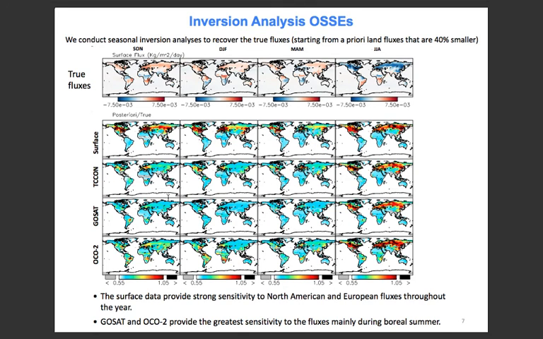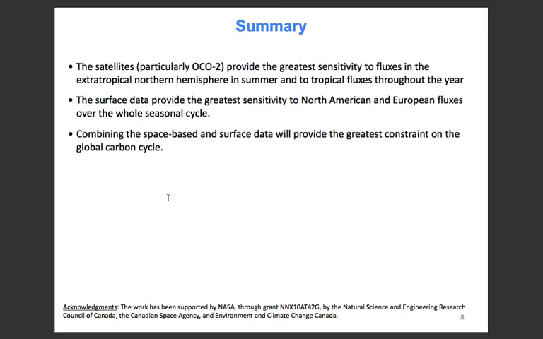So just to quickly summarize, since I'm out of time here, the satellite observations are giving us a better constraint on the tropical fluxes, but the greatest sensitivity is to the extratropical northern hemispheric fluxes during the growing season.